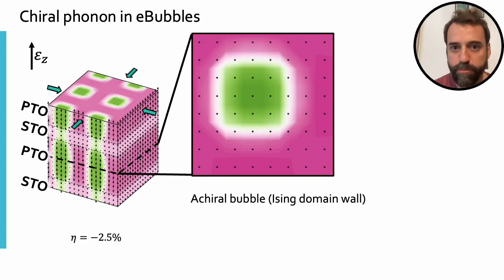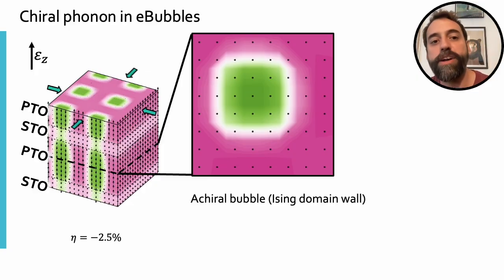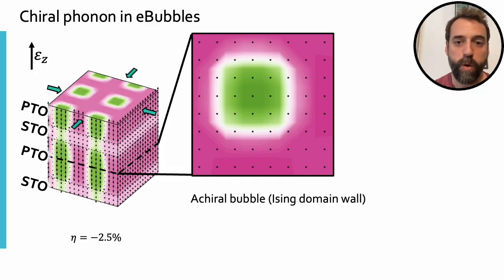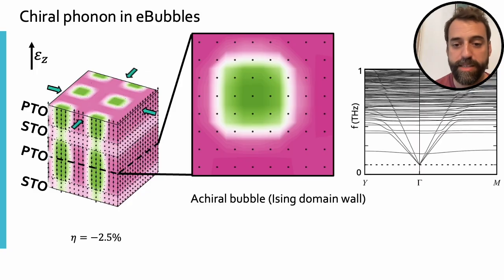So this ground state would be an achiral, so non-chiral state, since it shows mirror planes along x and y. Now, the nice thing is that when we compute the phonon spectrum of this object, what we see is that there is a rather flat and very low frequency optical phonon band, and when we look at the eigenmode at gamma, it looks something like this.